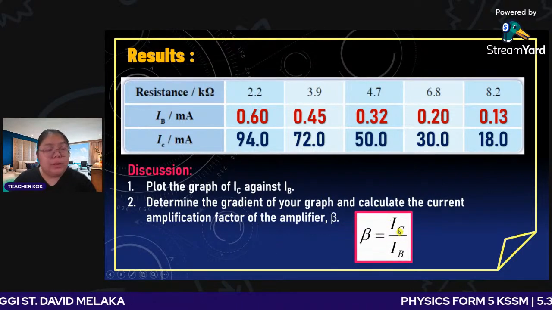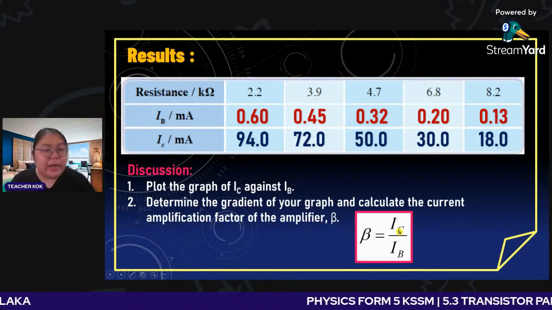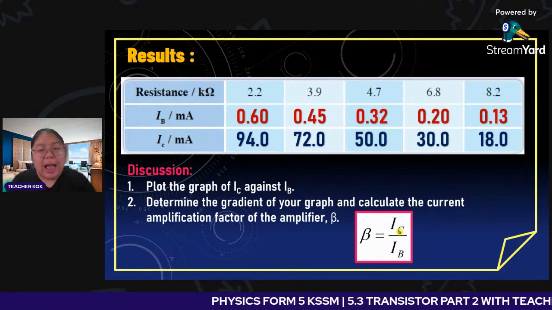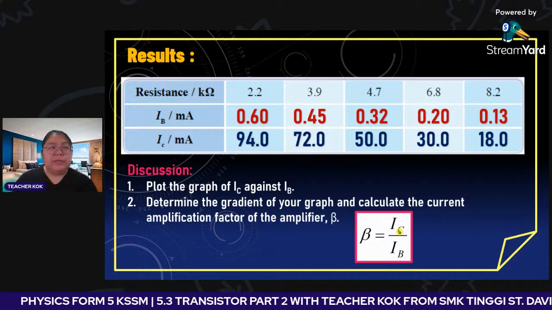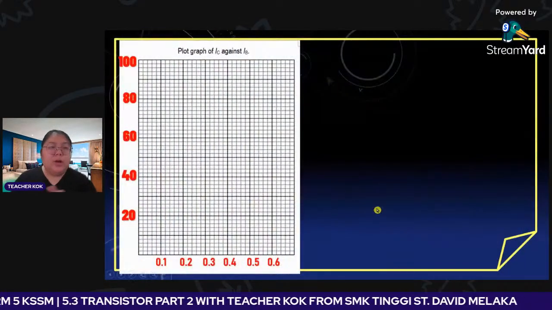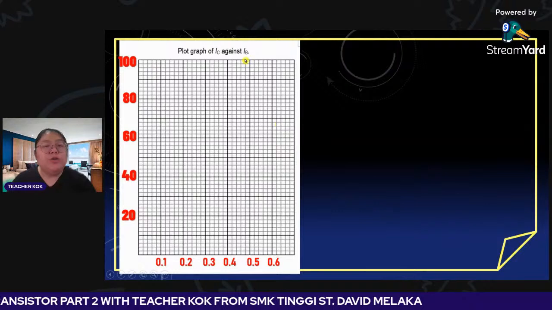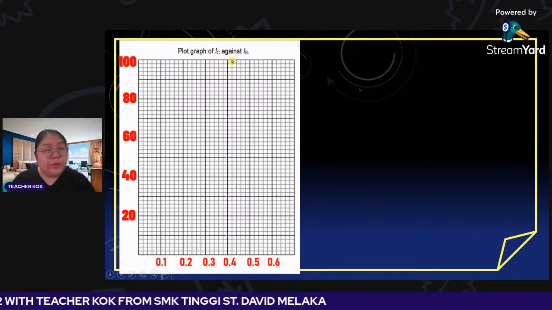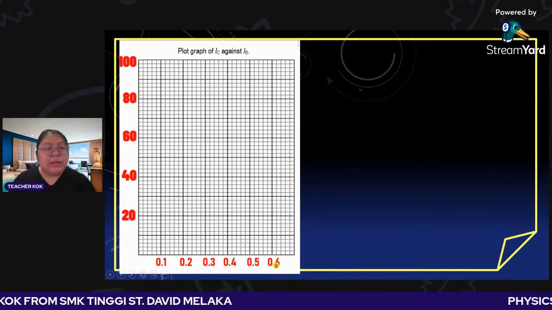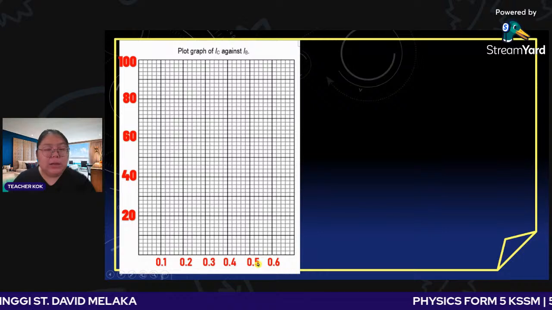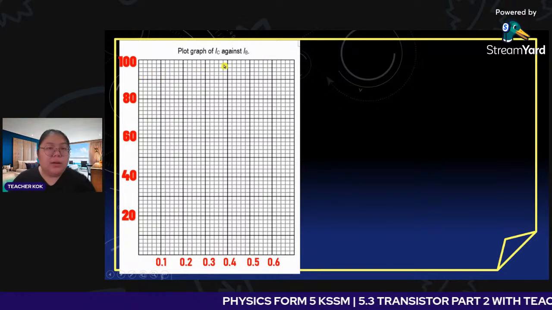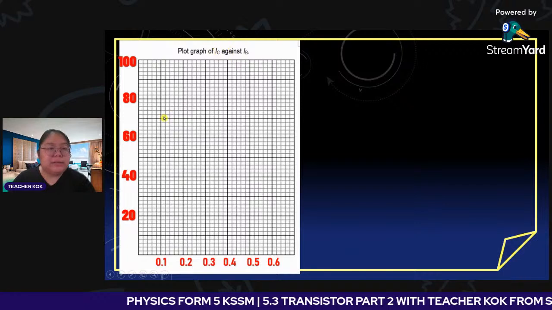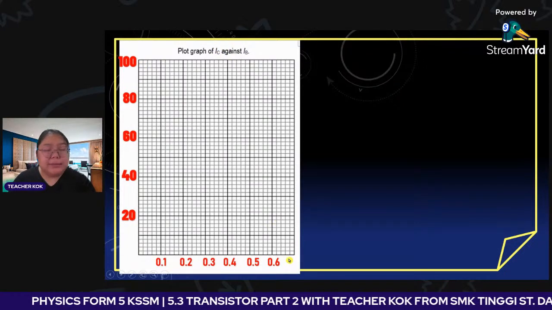This is the formula if you want to find the current amplification factor: IC over IB. Now we're going to see the graph first. You need to plot the graph of IC versus IB. So IB is at the bottom, on the X axis. IC is on the Y axis, and IB is on the X axis.